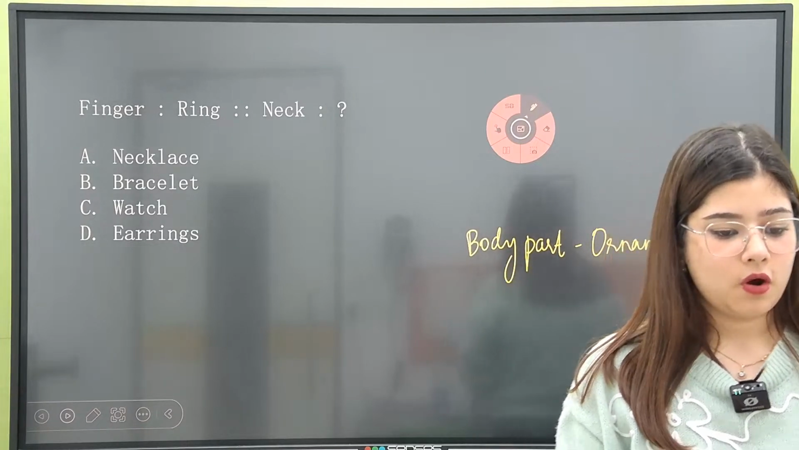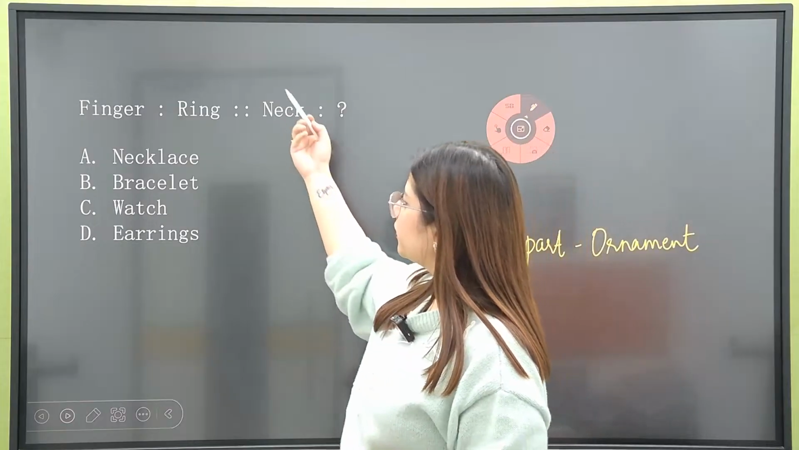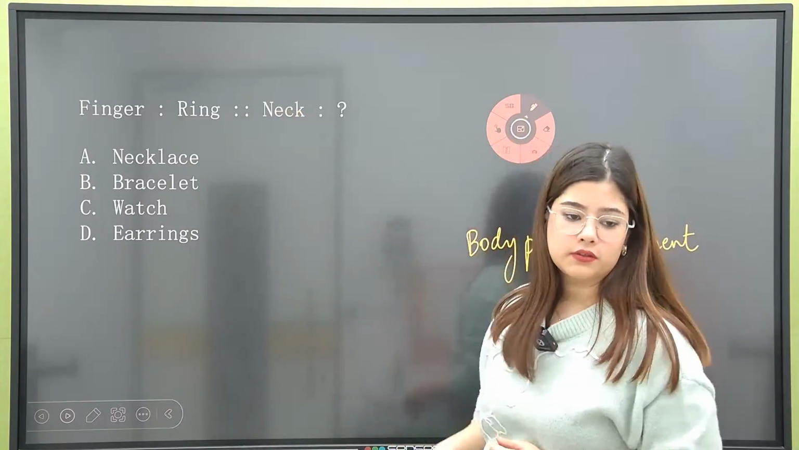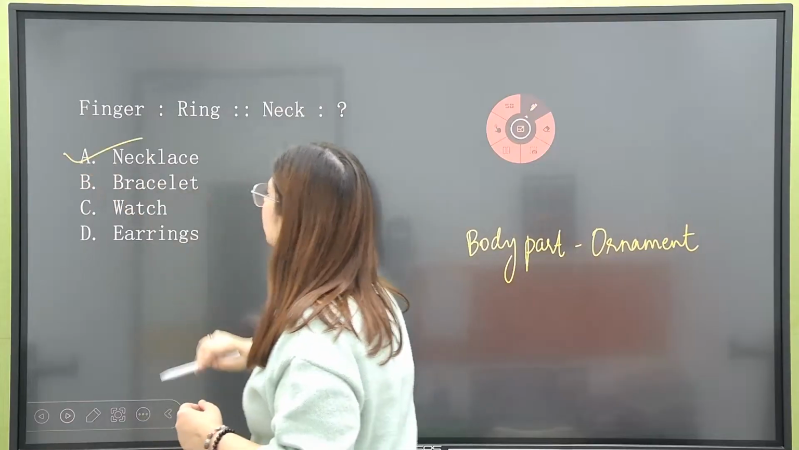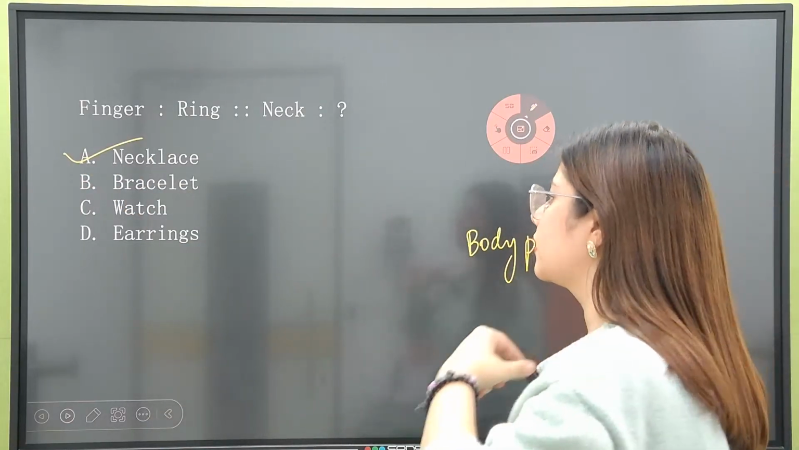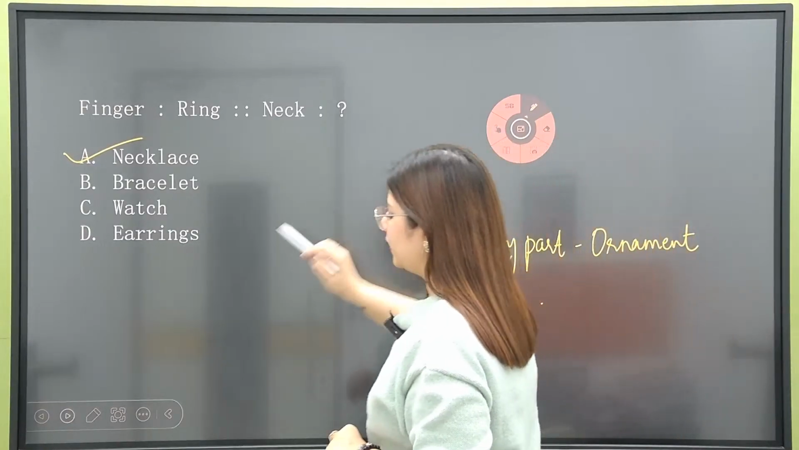Body part, ornament is the relationship. We wear a ring on our finger and a necklace on our neck. So, necklace would be the correct option.